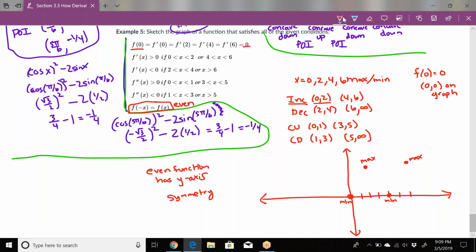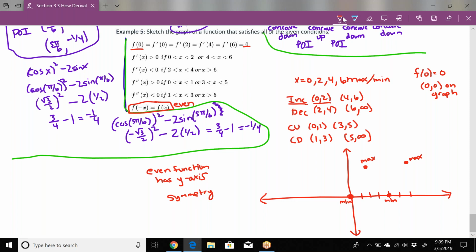Now, here's how I know if I've done this right. Let's check. I'm increasing from 0 to 2. I'm decreasing from 2 to 4. So notice that it had to go back down and be a minimum. I'm increasing from 4 to 6, and I'm decreasing from 6 to infinity. So we'll have to draw that out.